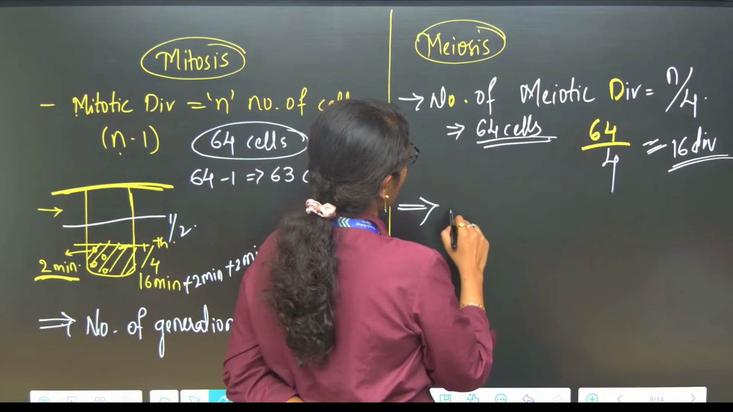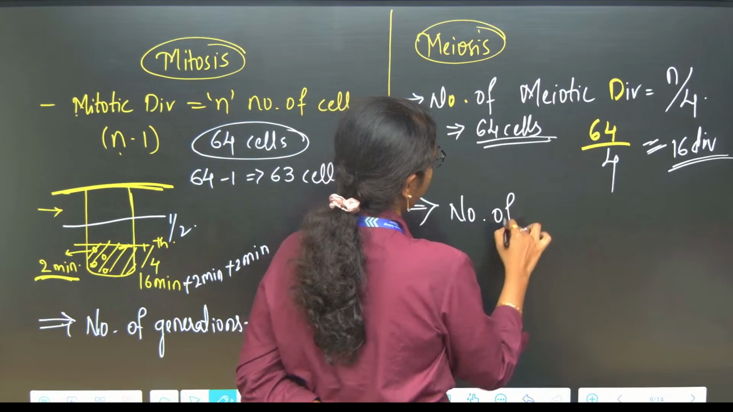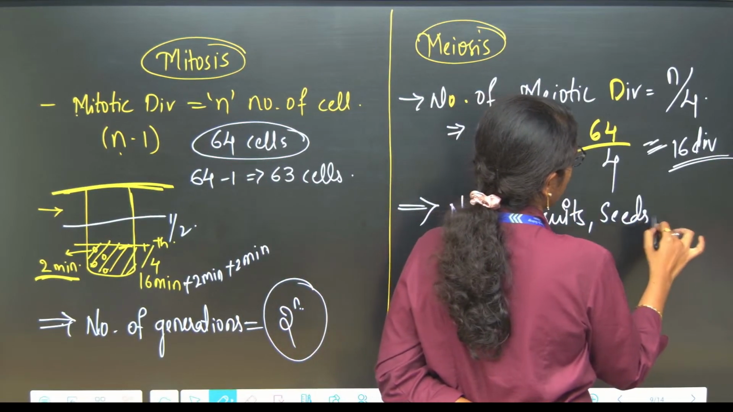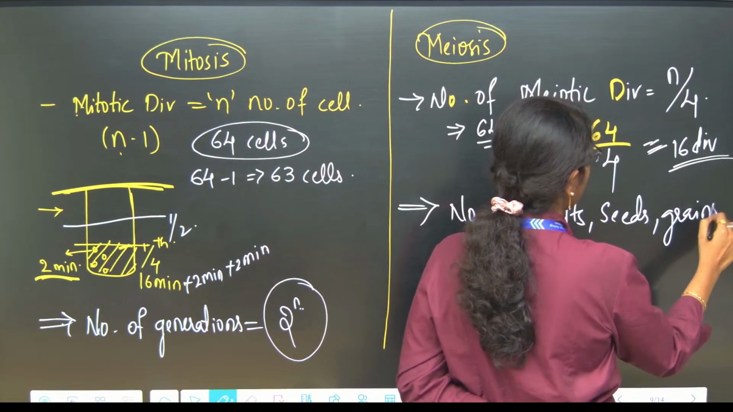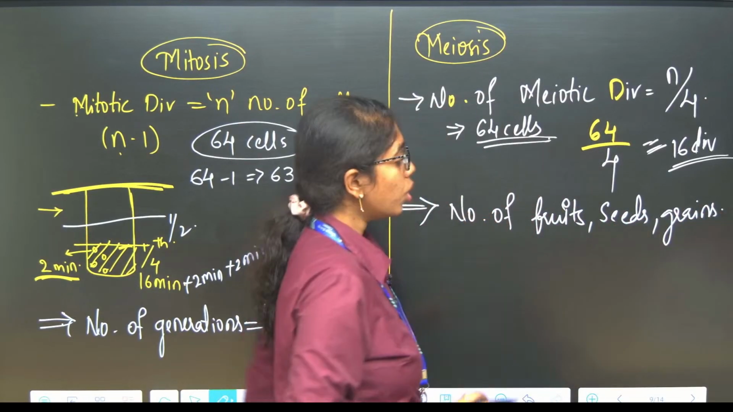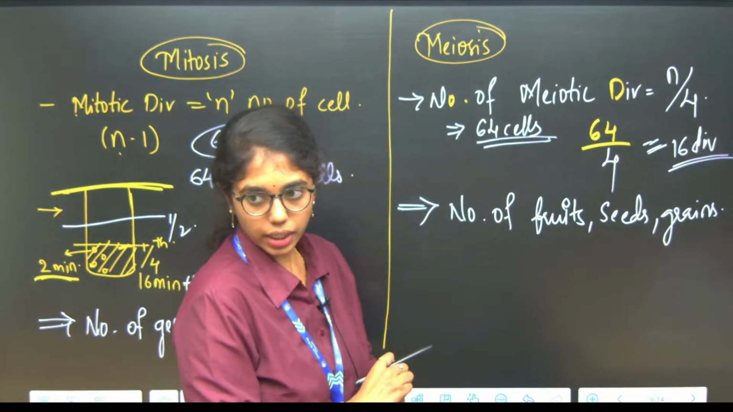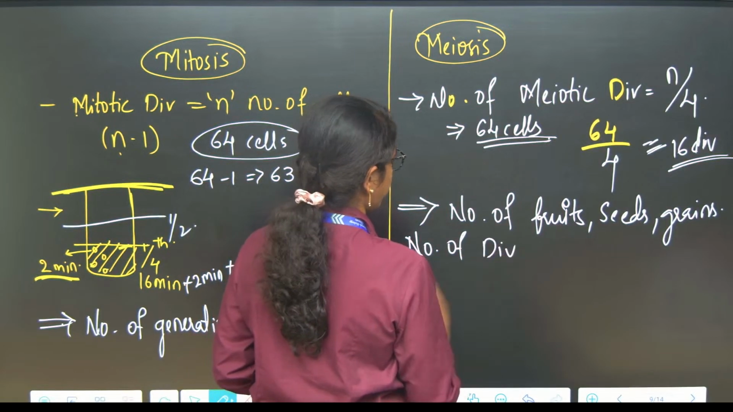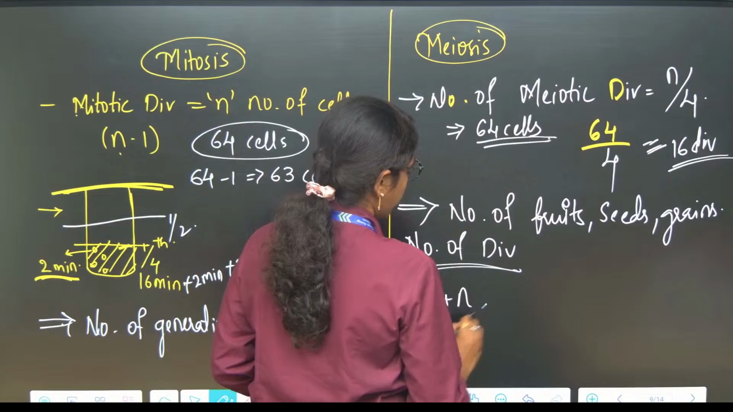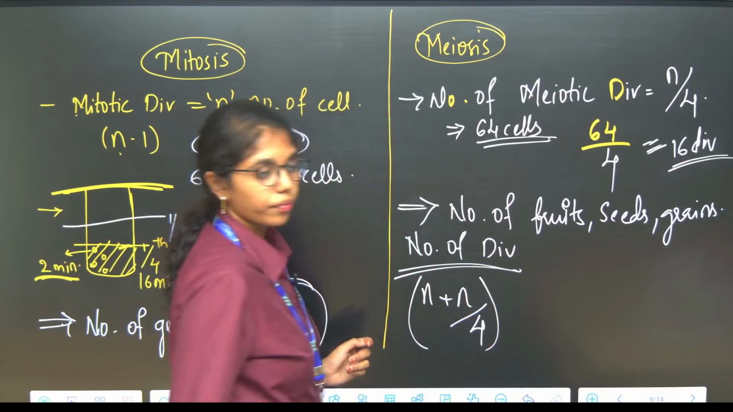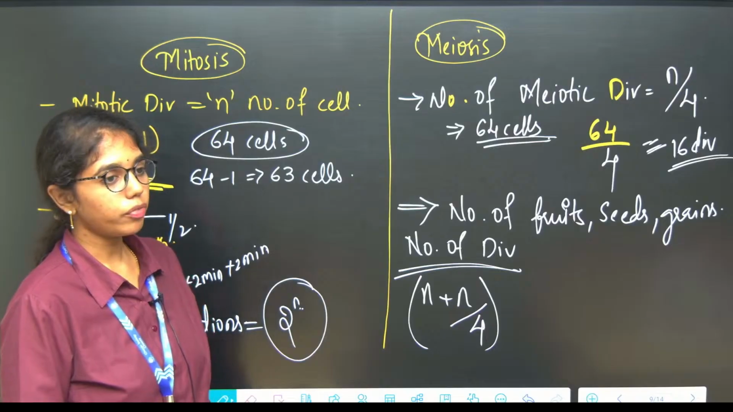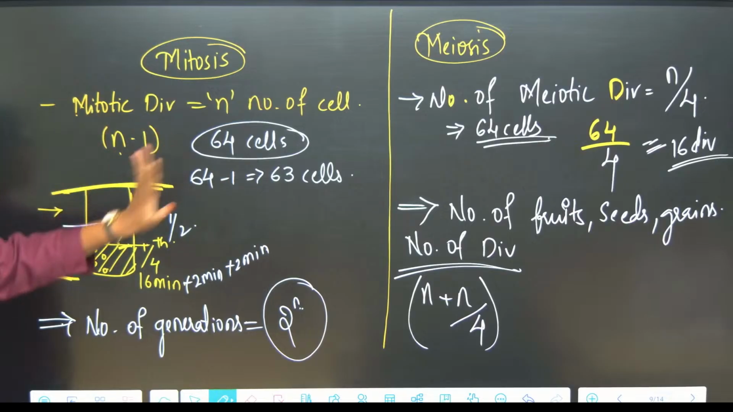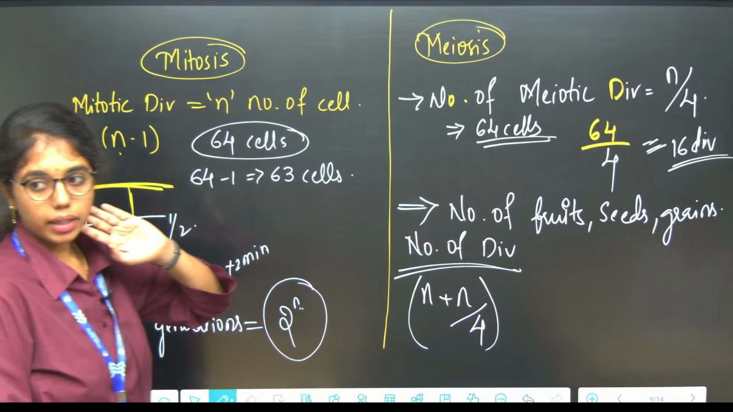Next is how many fruits, seeds, grains are formed. Like how many meiotic divisions occur to form these many seeds, fruits and grains. For that, the number of divisions formula is n plus n by 4. So, these are the formulas that you have to remember with respect to mitosis and meiosis. Clear, right? Any doubt anywhere?